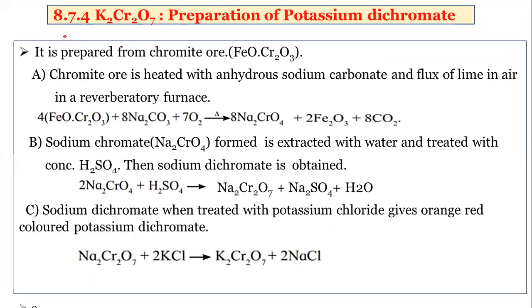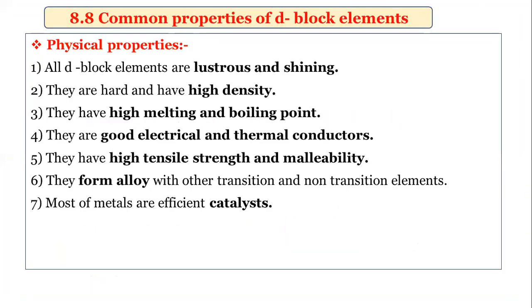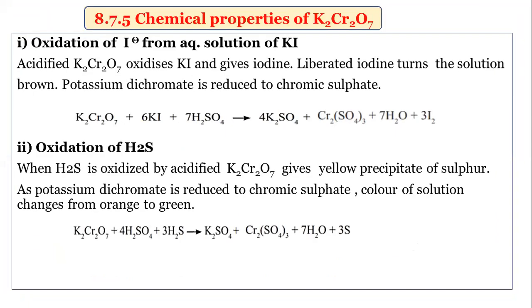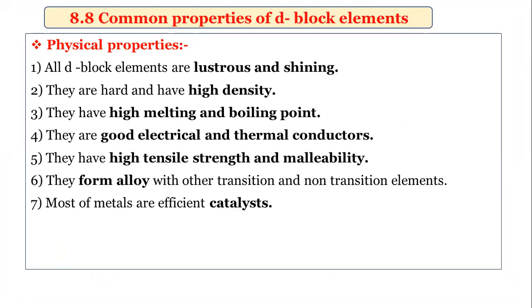So many parts of this chapter are deleted, up to 8.7.5, the chemical properties of K2Cr2O7. Up to this one, it is a deleted part for this year only due to the COVID situation. These are some common properties. This is also completed. This is not asked in the examination, remember. This is for your knowledge only.